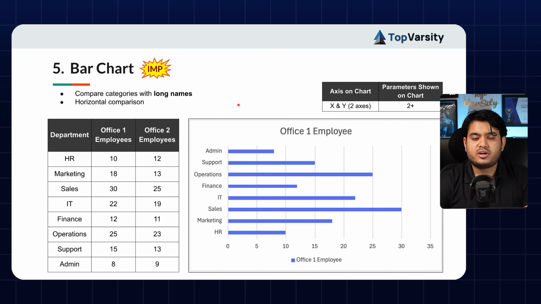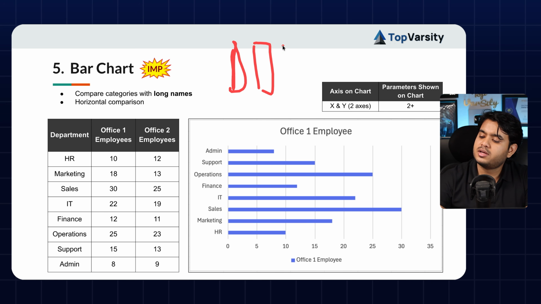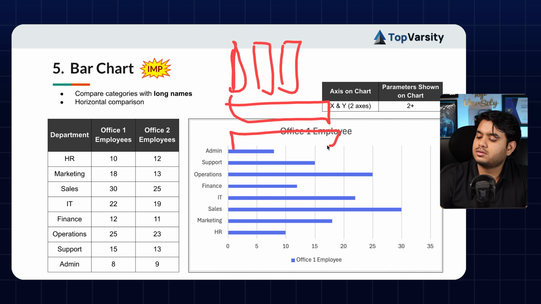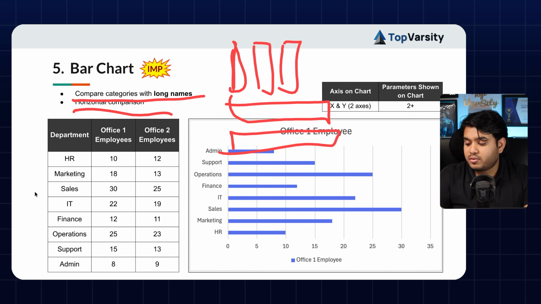Now next is your bar chart. Here bar chart is the same as a column chart. If you can see, the column chart will be like this, and the bar chart will be like this. It is used to compare categories with long names and for horizontal comparison. That's the only thing. So whenever you have very long names, then you can use this.